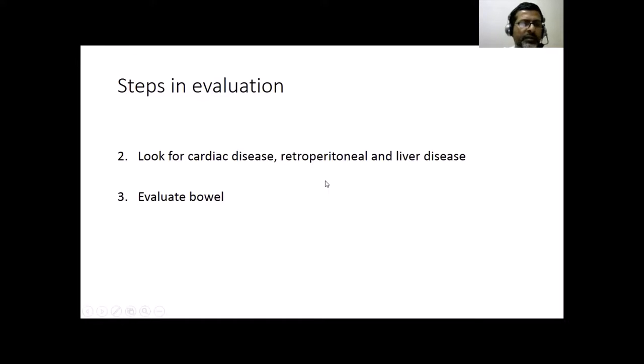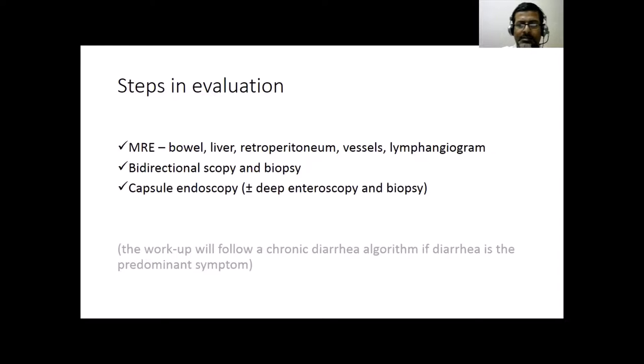The second step would be to look for a cardiac disease, a retroperitoneal or a liver disease. And the third step would be to evaluate the bowel. One test that can really evaluate many of these things is the MR abdomen. If you do an MR enterography protocol, it will look at the bowel, the liver, the retroperitoneum, the vessels, and nowadays the T2 weighted MR images can show up dilated lymphatics in the retroperitoneum, and that gives you the MR lymph angiogram. So the test that gives you the most yield is now an MR enterography protocol.